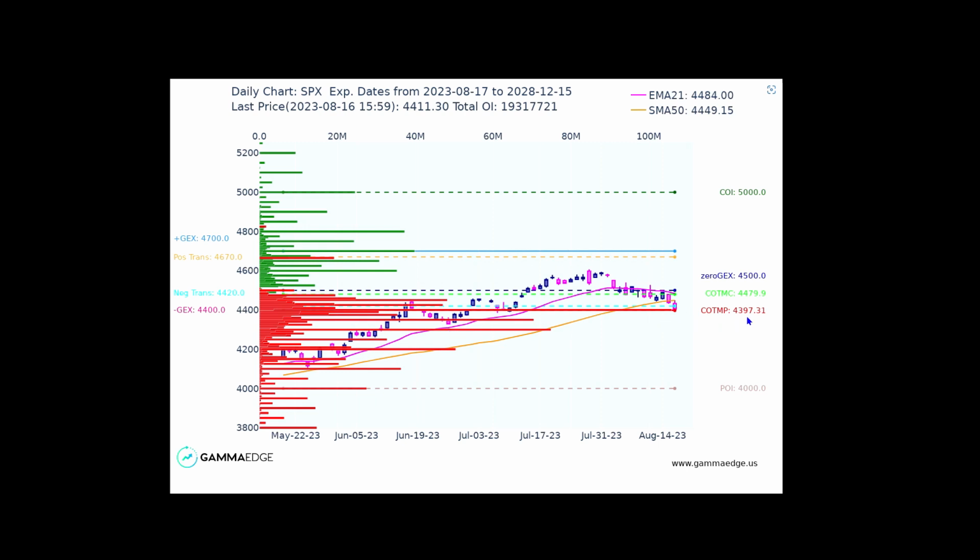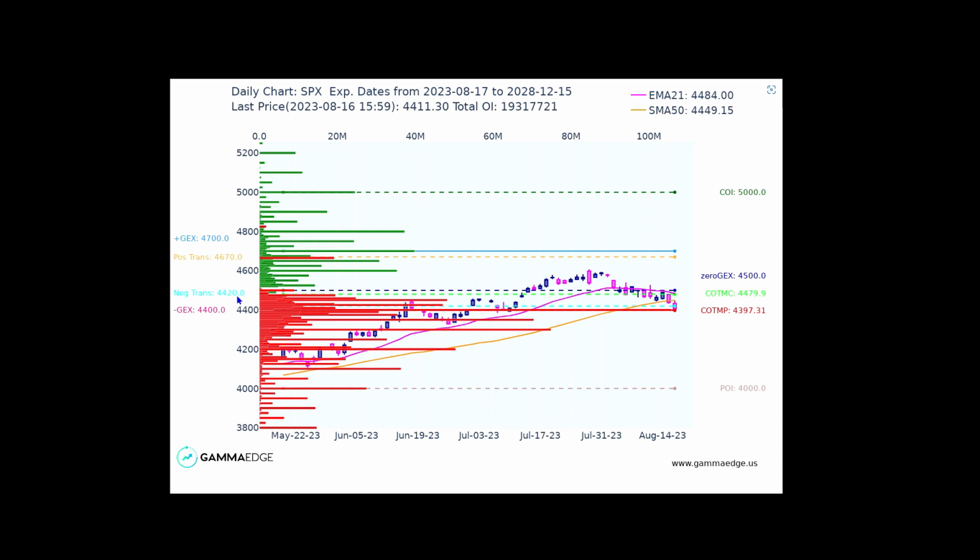Really to the upside, we need to get above or start moving towards P-Trans at 46.70s up there. P-Trans plus GEX is 4,700. That's a significant ways away. We see COTMC there at 44.79.